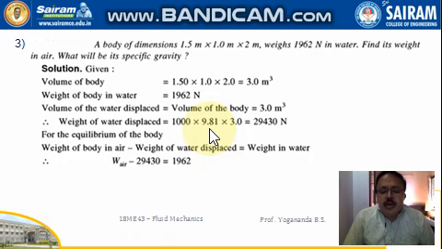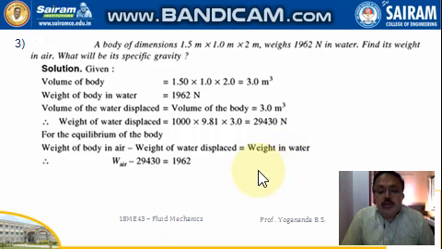So weight is calculated by taking the product of weight density into volume. Weight density is now rho into g. So that is 1000 into 9.81 into volume, which is 3. So I am getting here the weight of water displaced. Then for the equilibrium of the body, we will consider that weight of the body in air minus weight of water displaced is equal to weight in water.